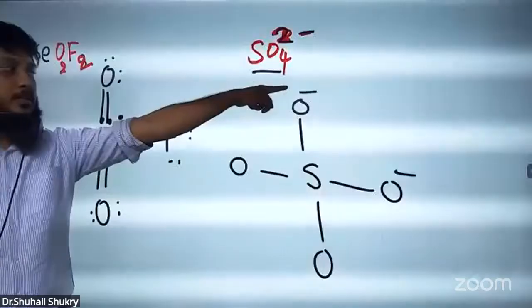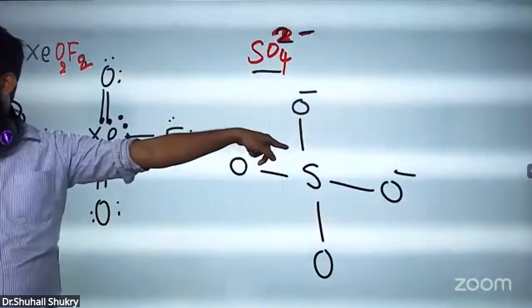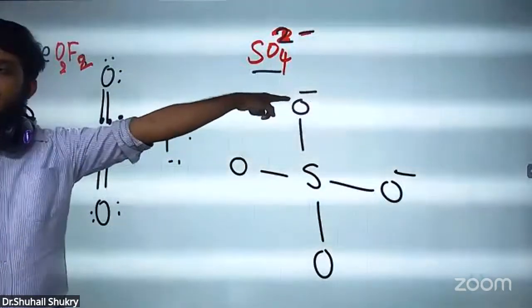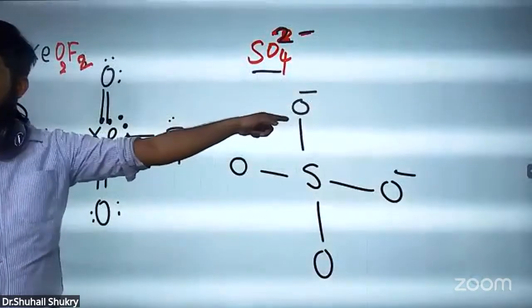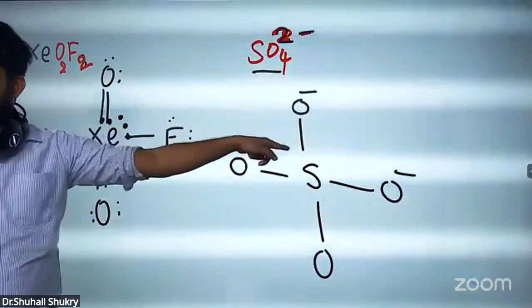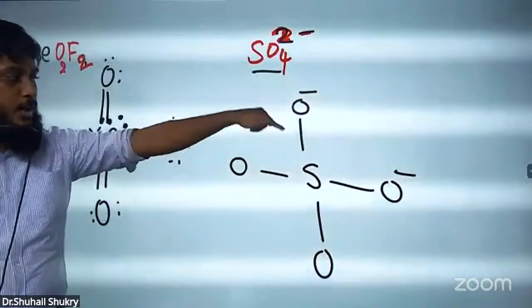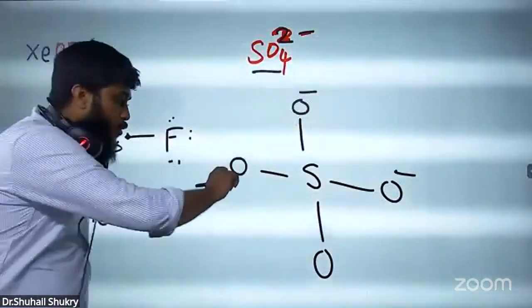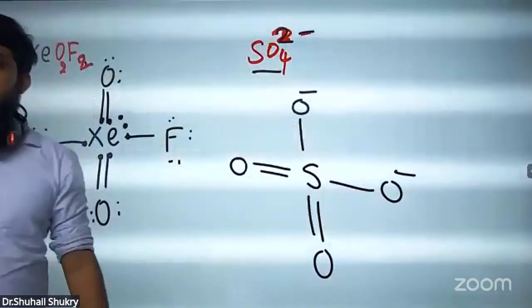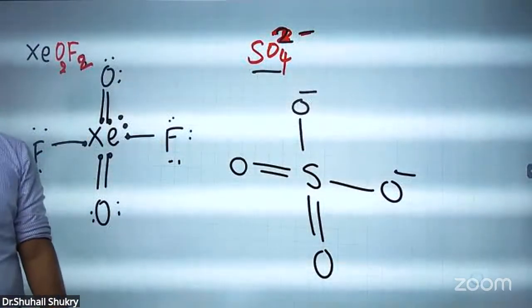If they are having a minus charge, they can make only 1 bond. When they get a minus charge, they make fewer bonds than they normally can. Normally, oxygen can make how many bonds? 2 bonds. So the oxygen has made 1 bond. That's why it gets a minus charge. Then these 2 oxygens will connect with what bonds? Double bonds.